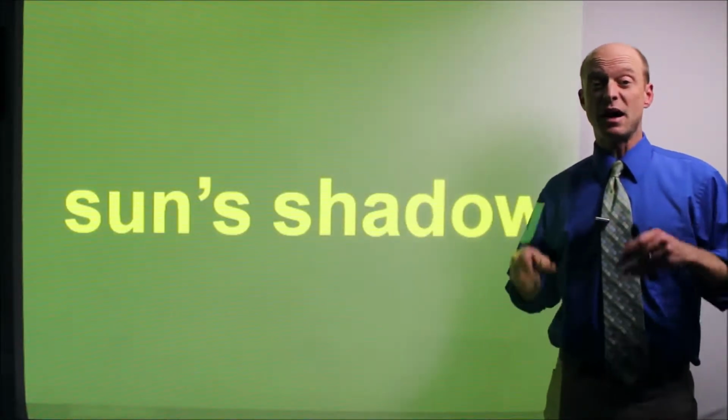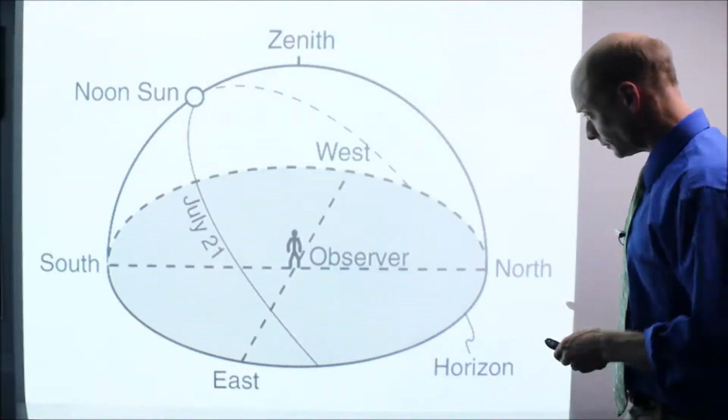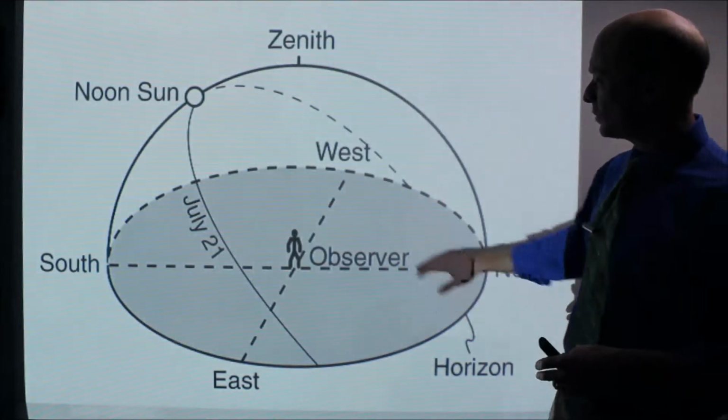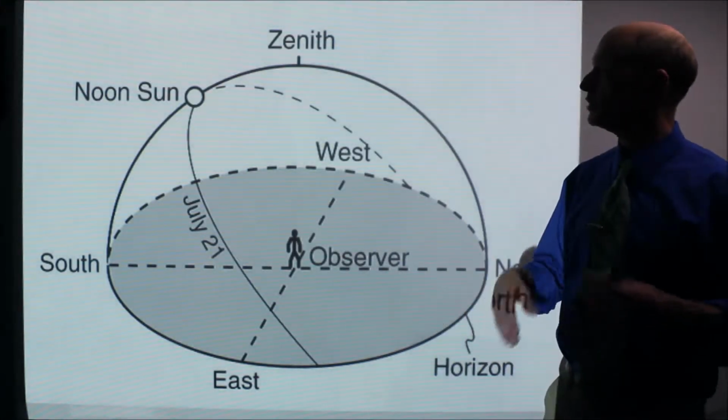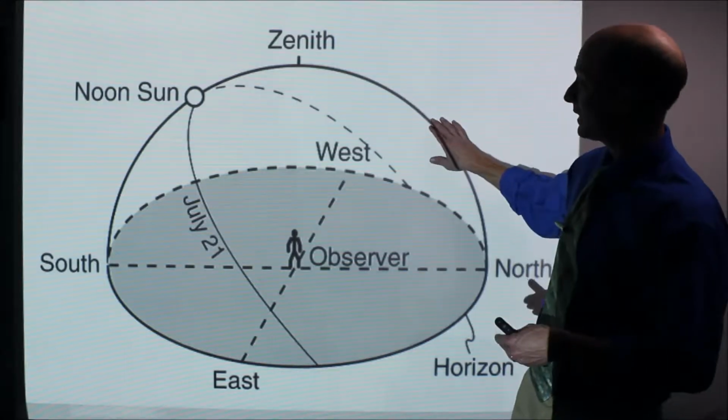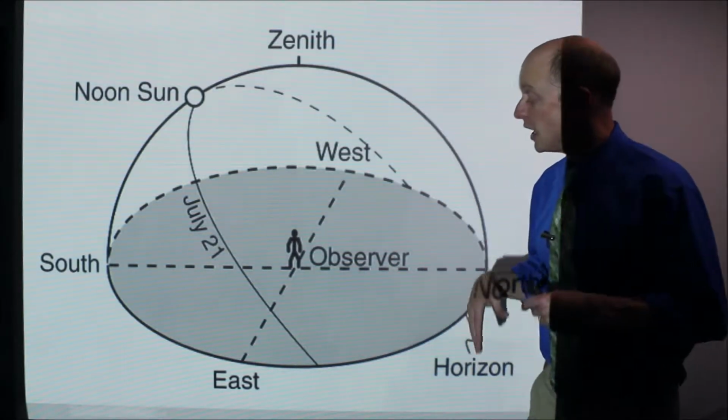The shadow created by the sun. Check this out. So what we have here, surface of Earth, here's an observer, and this shows the sun's path. Now, obviously, this is not the sky. It's trying to represent the sky, I guess.